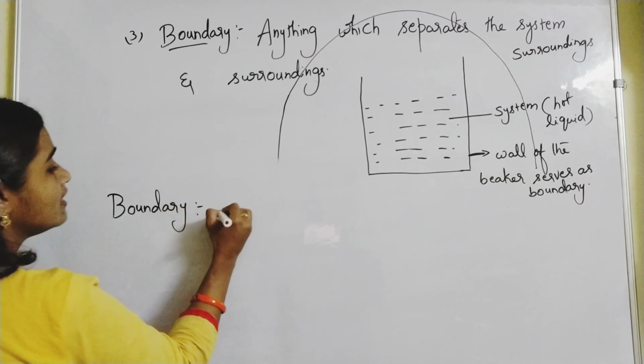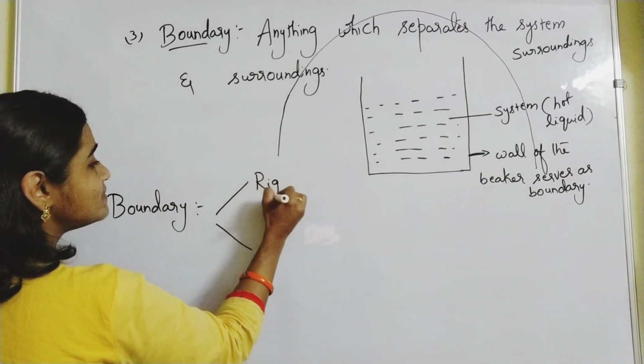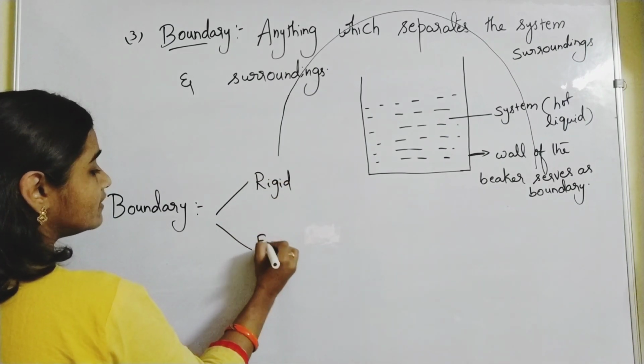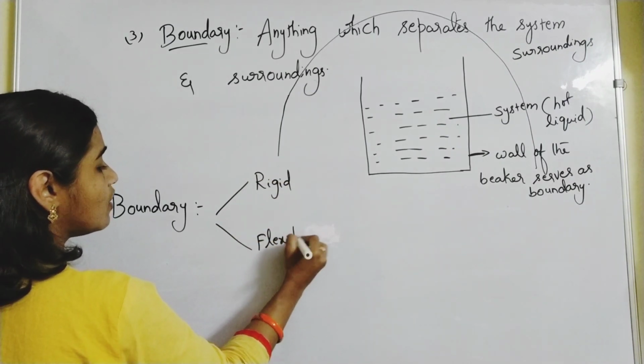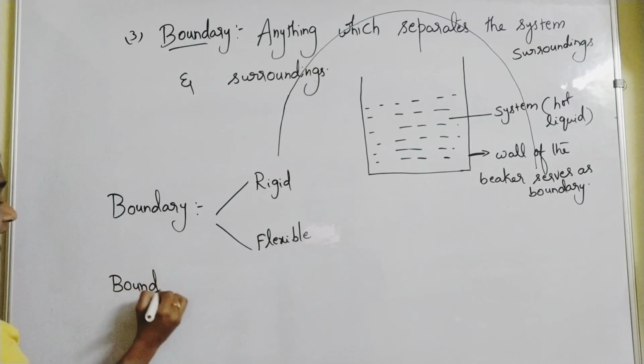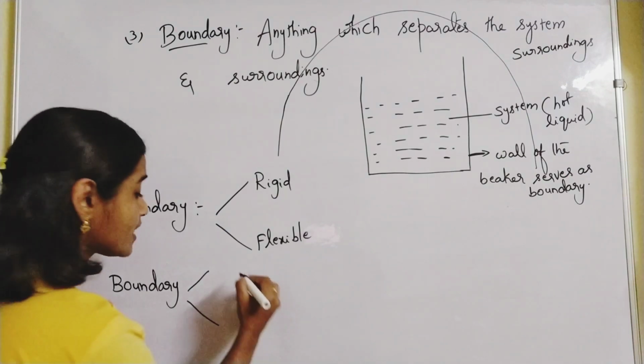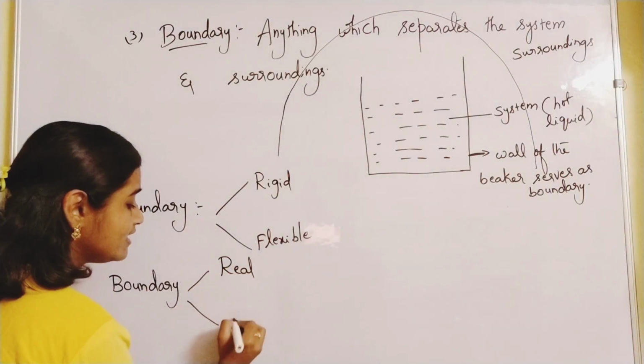Boundary can be either rigid or flexible. Rigid boundary or a flexible boundary. And boundary can be real and imaginary.